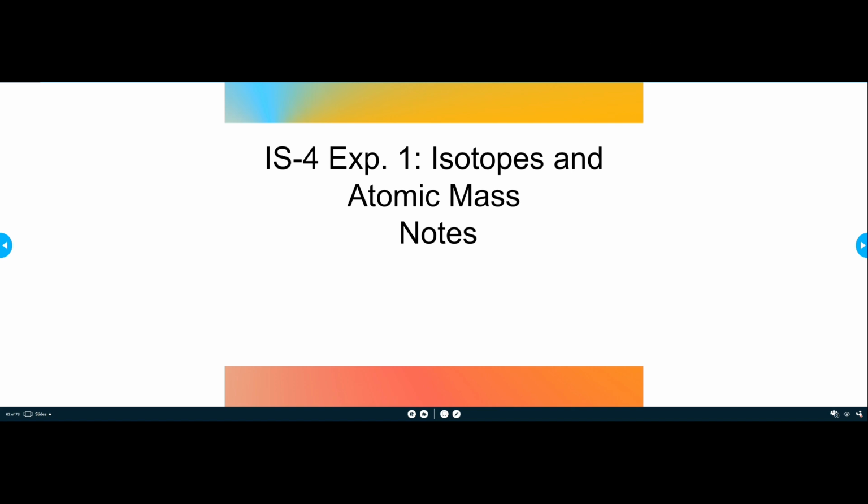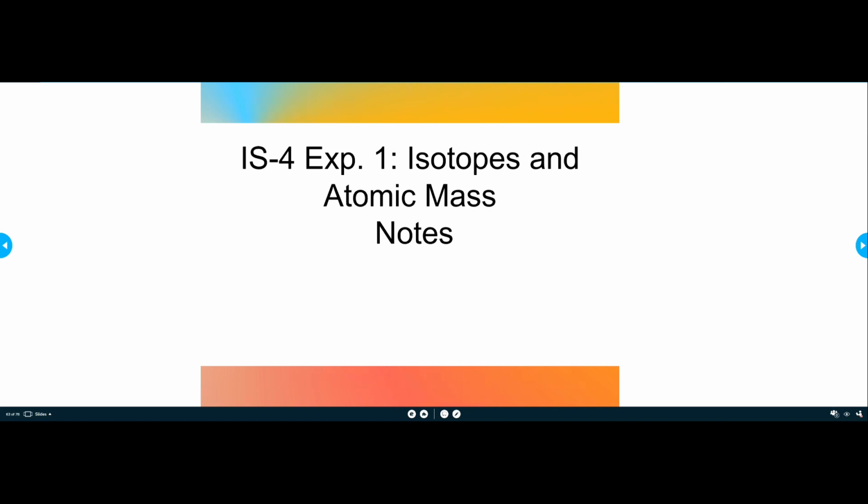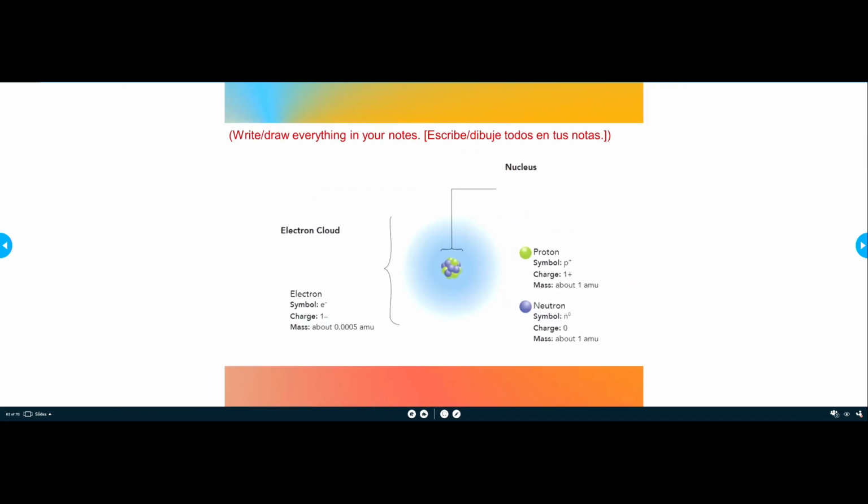The title of this chapter's notes is IS-4 Experience 1, Isotopes and Atomic Mass. The answer to the warm-up question was electron cloud. The area around the nucleus, which is the center of the atom, is an electron cloud. Inside the nucleus are protons and neutrons.